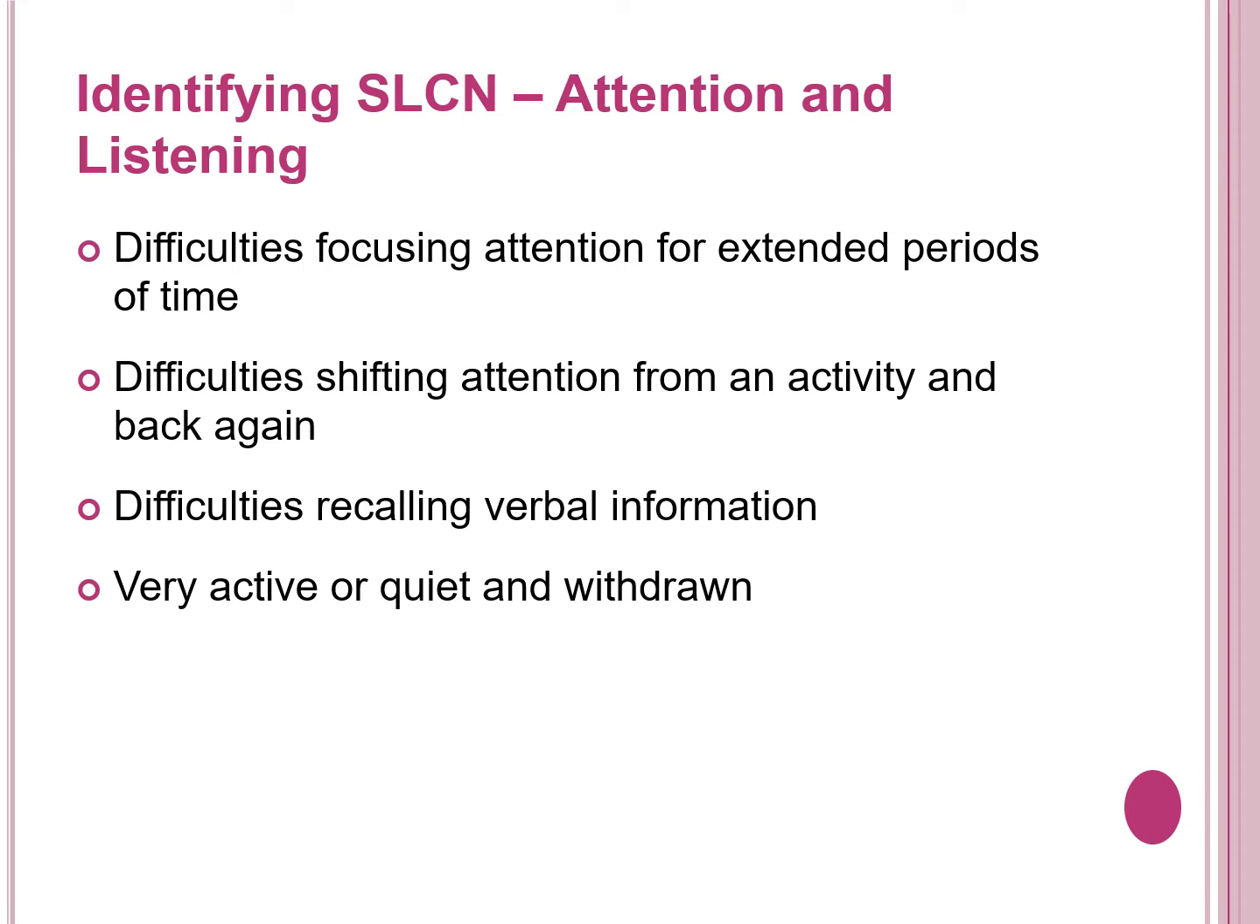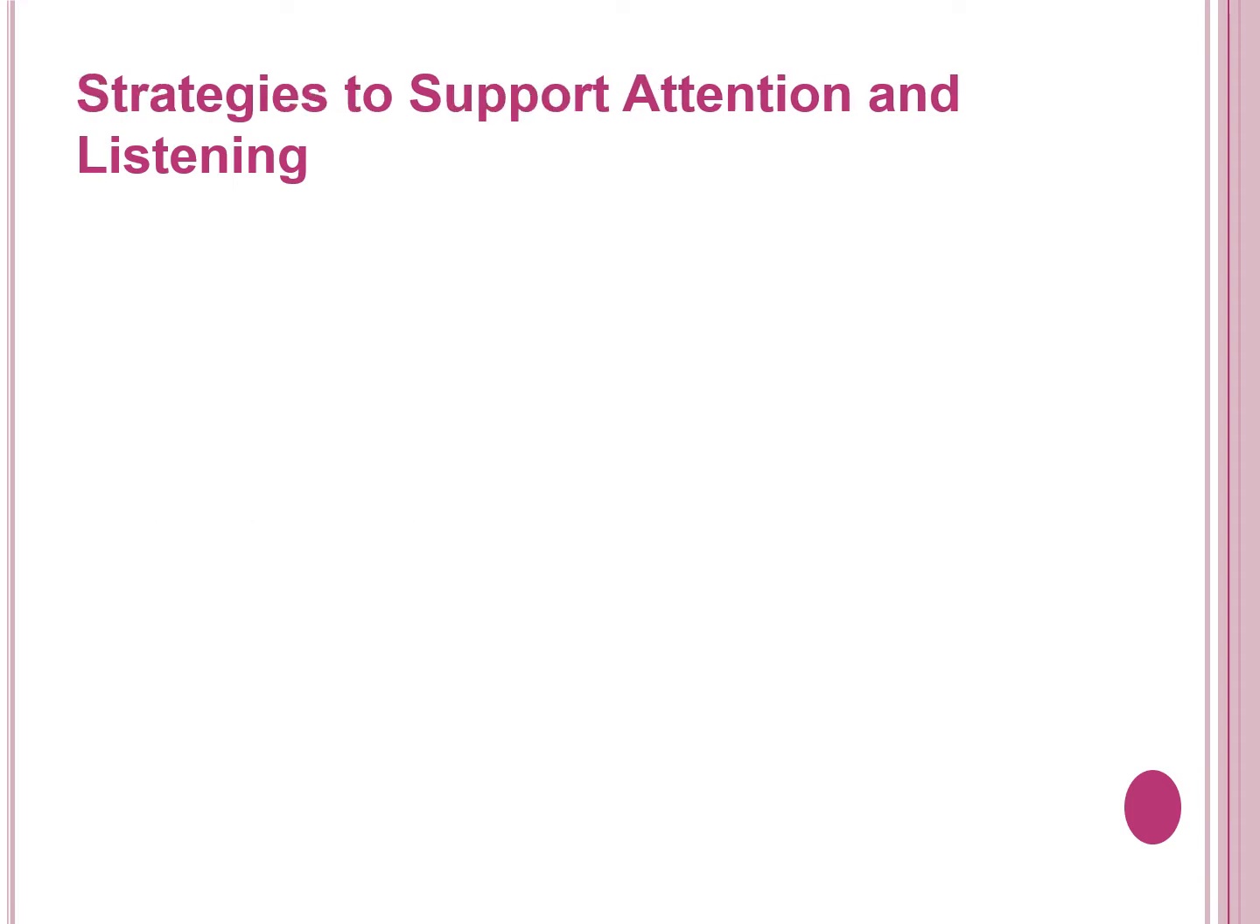Students may also have difficulty shifting their attention from one activity and back again. This means that they have difficulty with two-channeled attention, and they may not be able to focus on more than one thing at a time, i.e., they may not be able to listen to information while they are writing. Here are some strategies to support attention and listening in the classroom at secondary school.